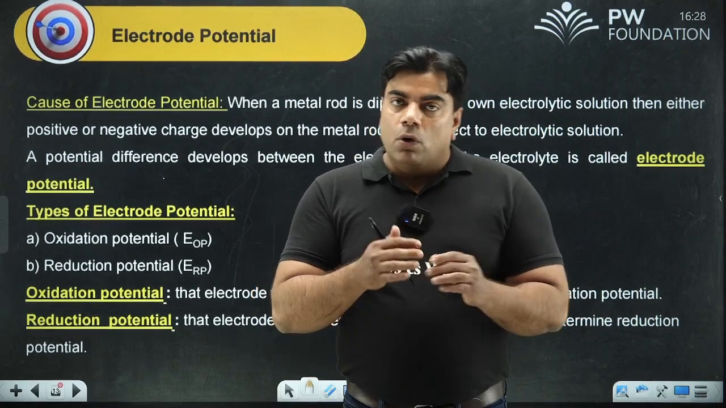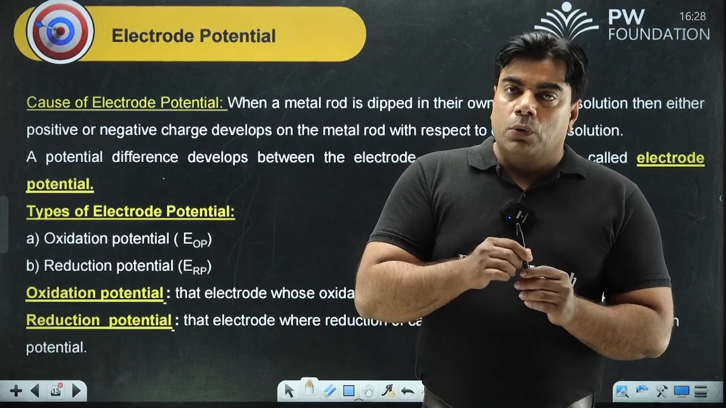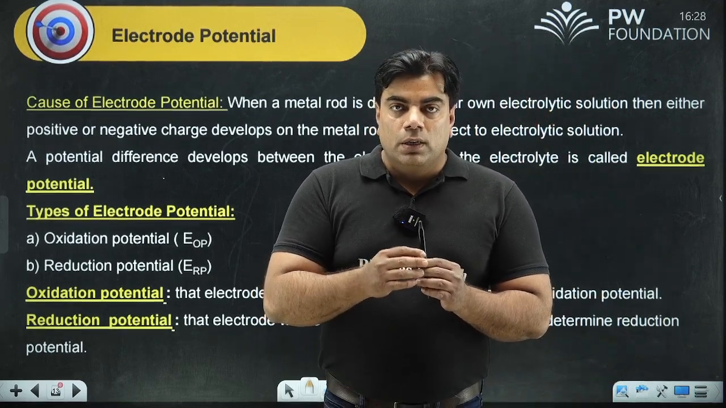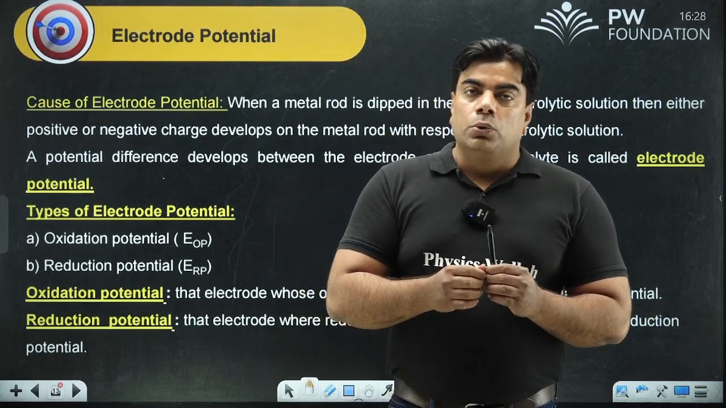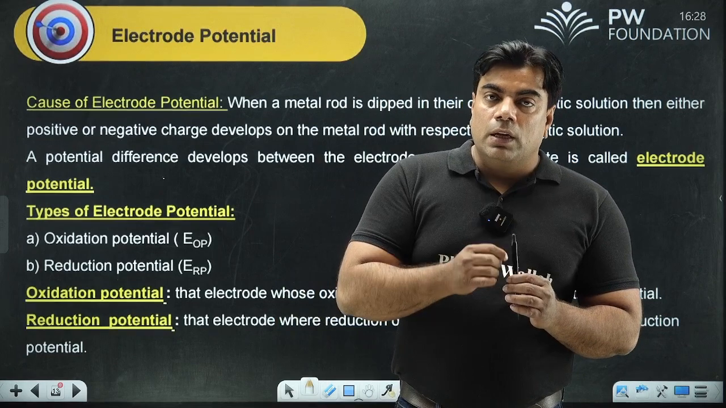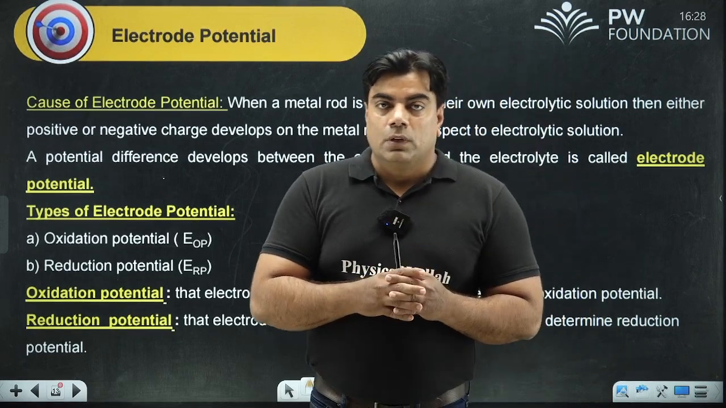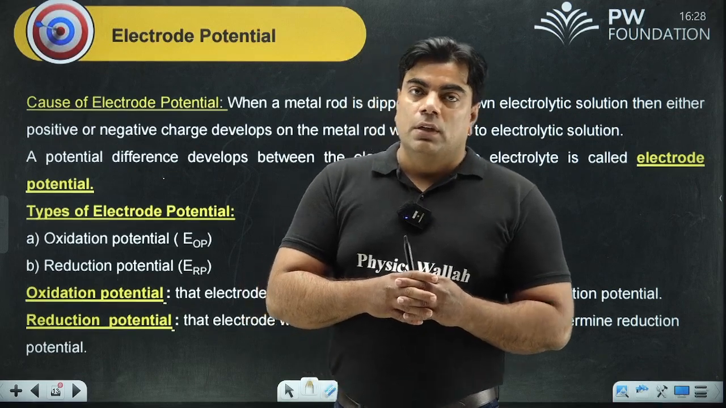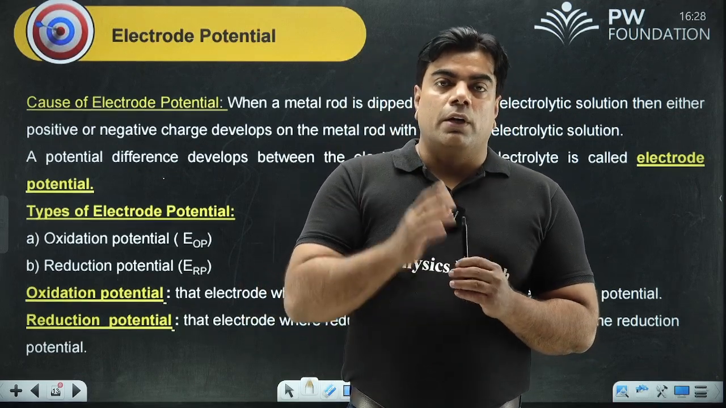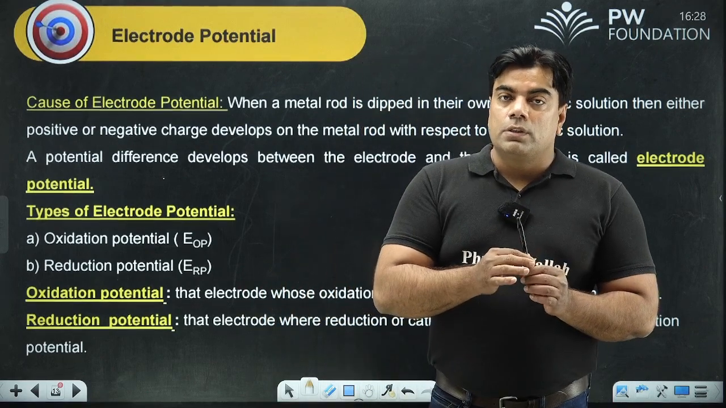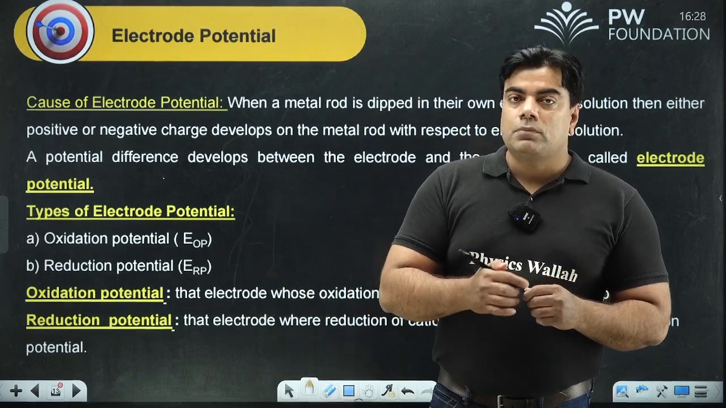I have already told you the definition of cathode and anode. Cathode is that terminal through which electrons enter the electrolytic solution, and anode is that terminal through which electrons leave the electrolytic solution, which I already discussed with you. Again I revise it for you because this is very important.